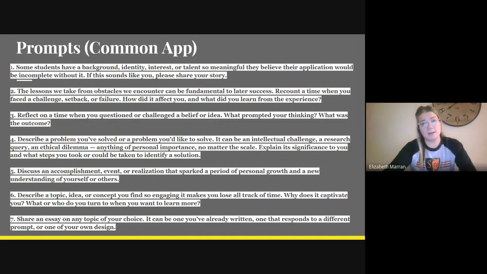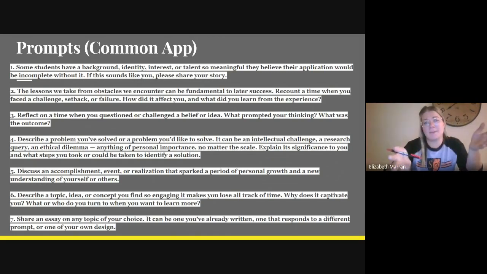prompts will look like. And what you'll see as a common theme in these is they're going to talk about you personally. So it's going to talk about, as you'll see in the first one, a background, identity, interest, or talent. Then you've got a problem you solved or a challenge you overcame.